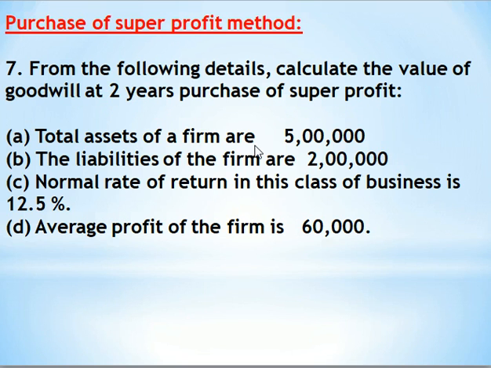Total assets of a firm are rupees 5 lakh. The liabilities of the firm are rupees 2 lakh. Normal rate of return in this class of business is 12.5% and average profit of the firm is rupees 60,000.